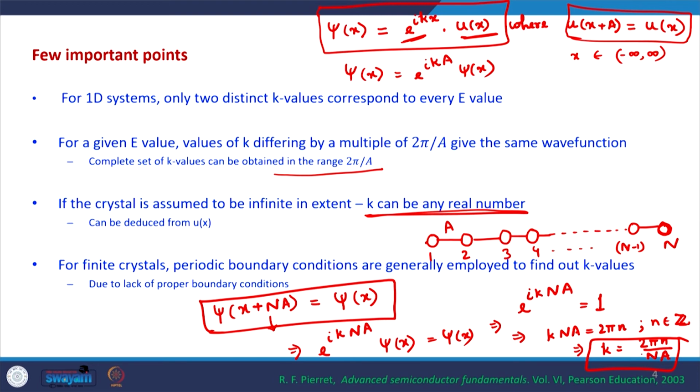And we can also see from here, if capital N is a very large number, then the distance between two k points, 2 pi by N a, will be almost 0. So, k will be almost continuous, k can take any continuous values, as we have already discussed in our previous slide.